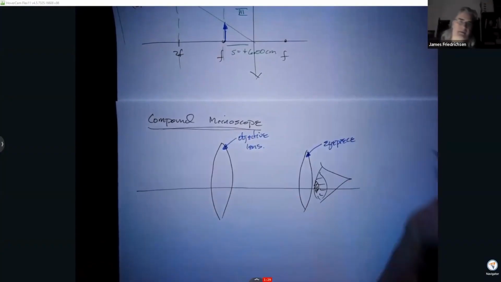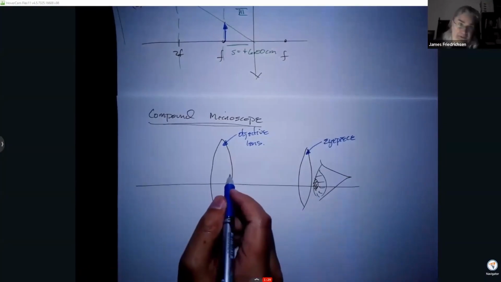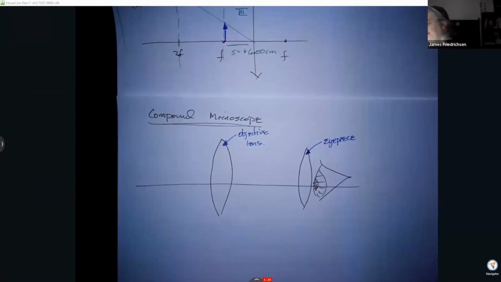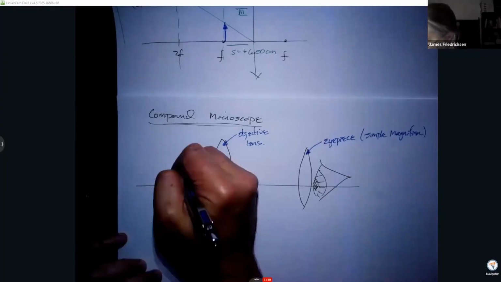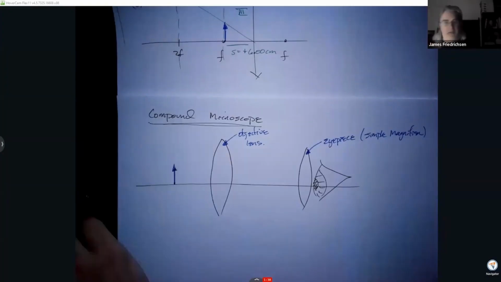And that's a better name than they used to have for it. They used to call this one the ocular, close to the eye, and the objective, close to the object. And what we're going to do is run the eyepiece as a simple magnifier, like the thing we just talked about. Okay. And so we're going to have our object. So this is our object.